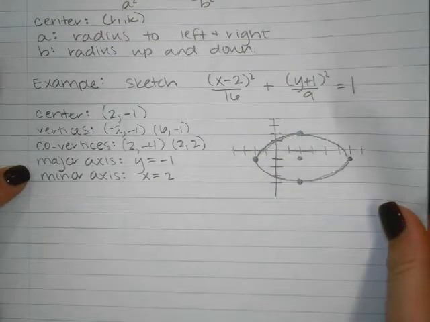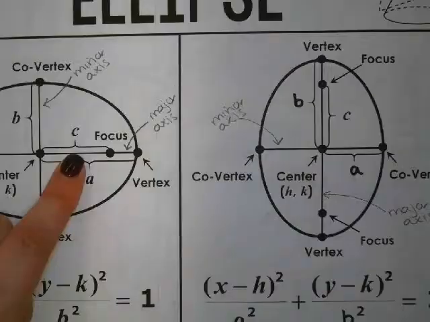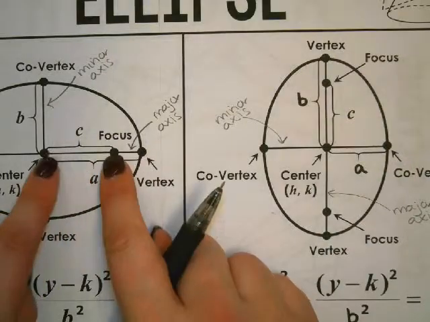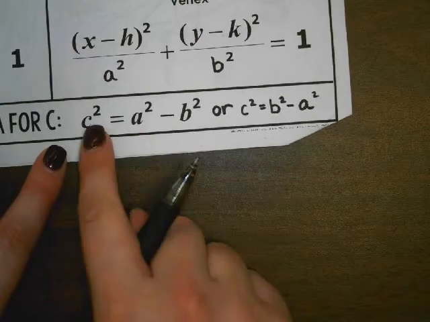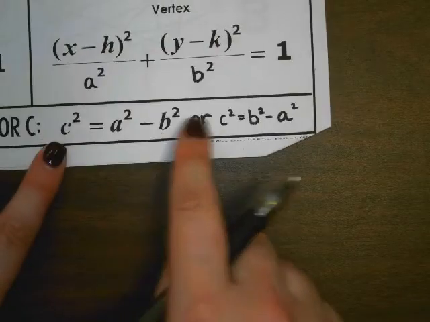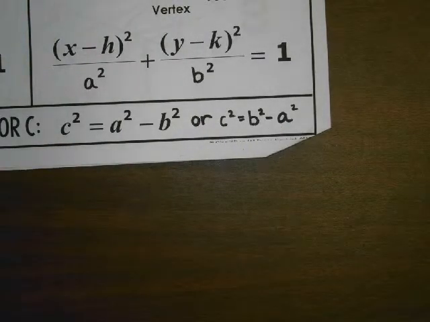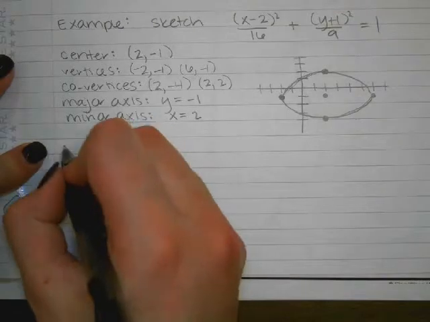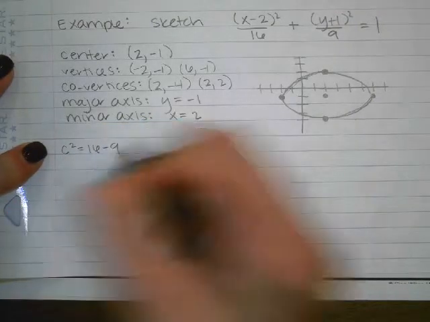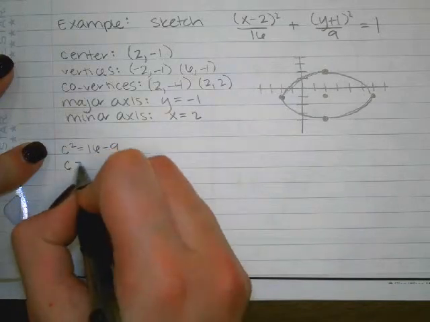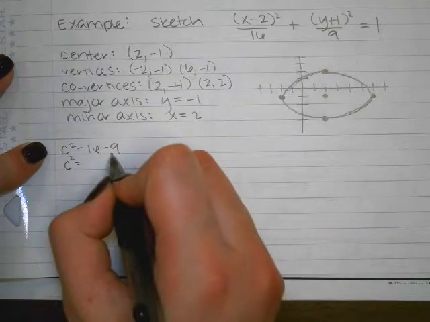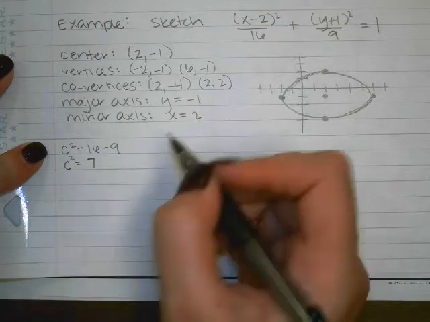Okay? And then we can go ahead and find the foci. The way that you find the foci is they are always on the major axis. They are a distance of c from the center. And the way that you calculate c is c squared equals a squared minus b squared, or c squared equals b squared minus a squared, whichever one is going to give you a positive answer. So you do bigger minus smaller. For this one, c squared equals 16 minus 9, and so c squared is 7.